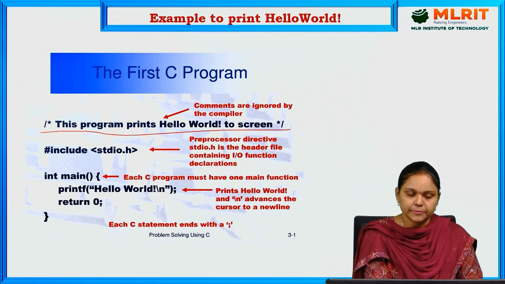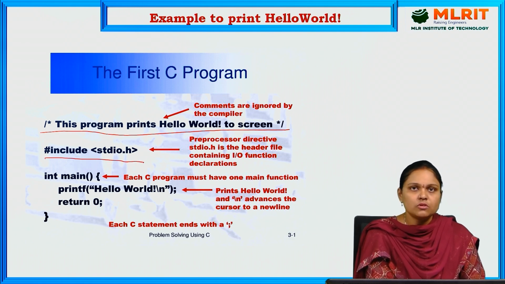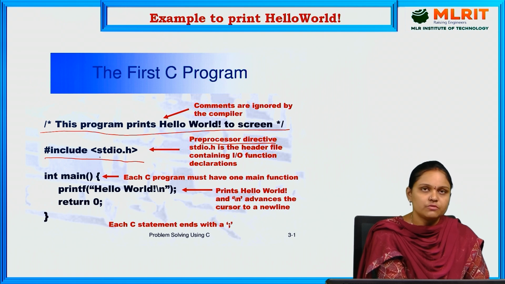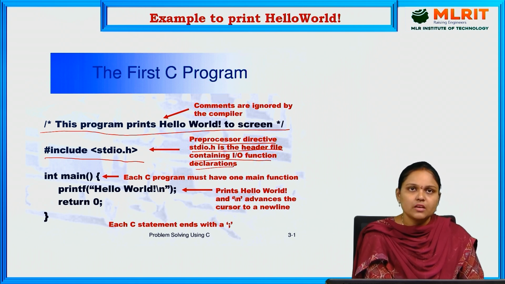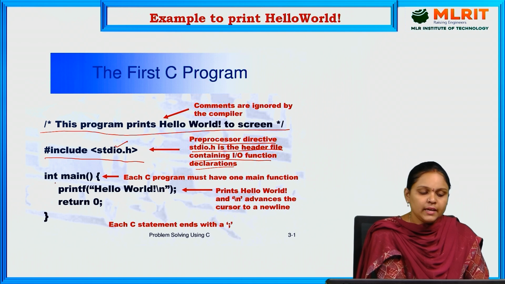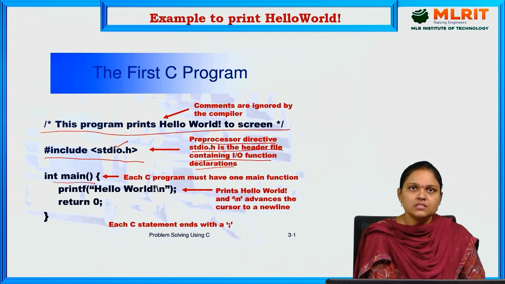And #include <stdio.h> is a header file. We also call this complete thing, #include <stdio.h>, a preprocessor directive. stdio.h is a header file containing input and output function declarations. The definitions of the input and output functions that we are using are contained in this header file. And int main is the main function. So the task is just to print hello world.